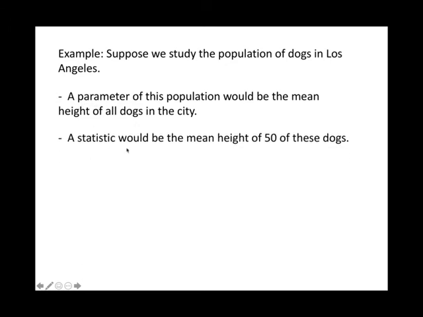A statistic would be the mean height of 50 of these dogs. You can see 50 of this population, so you know this is talking about the sample. And the mean height is the number that describes the sample. So this is my statistic.